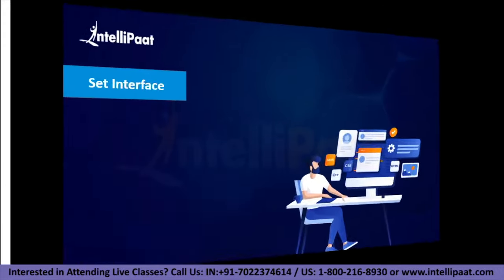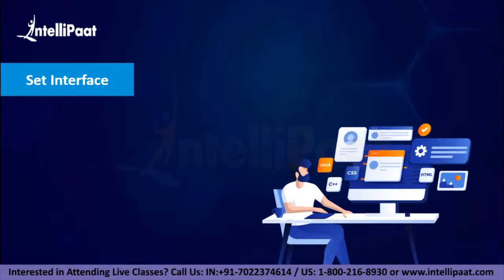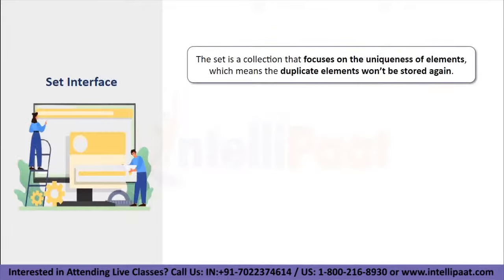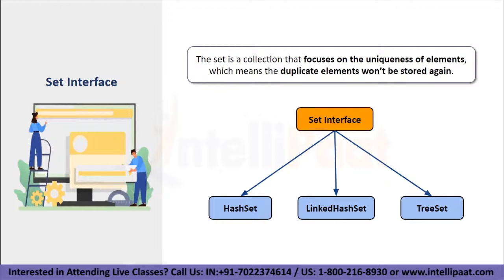Finally, let's discover the Set interface of the Java collection hierarchy. A set is a collection that focuses on uniqueness of elements, which means the same element won't be allowed to be stored over and over again. To map only unique elements, the set uses a hashing function. Here, we have three subtypes under the Set interface named HashSet, LinkedHashSet, and TreeSet.